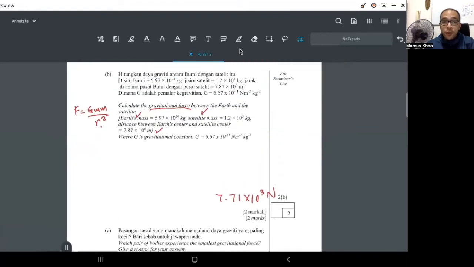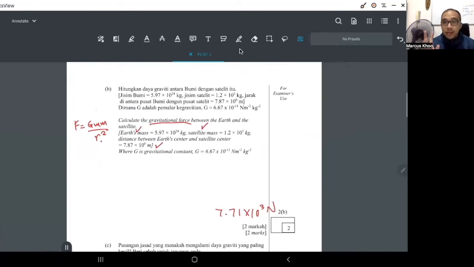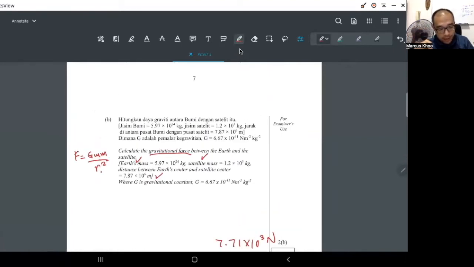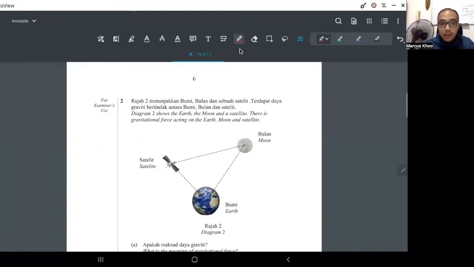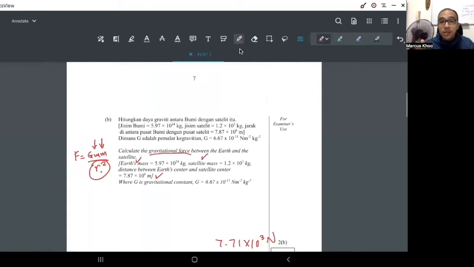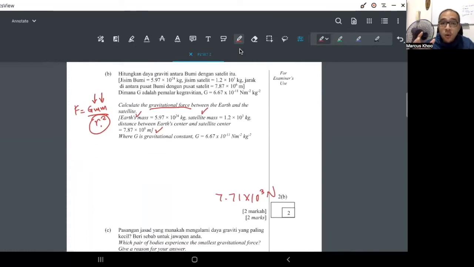Then you're required to give a reason. So if we look at the gravitational force, there are two things that are very important. The mass of both the objects that are pulling against one another, and of course, their distance. In this case, we don't really know the distance between the satellite and the moon. But we know that the mass of the satellite and the moon is so much smaller compared to the mass of the Earth. Look at the mass of the satellite. It's only times 10 to the power of 3. Mass of the Earth is 10 to the power of 24. Don't even need to think about the moon.